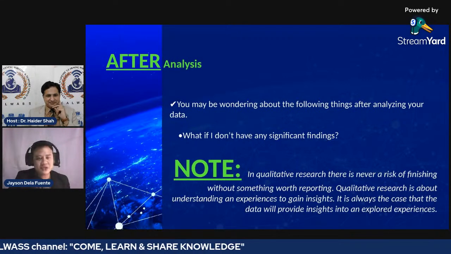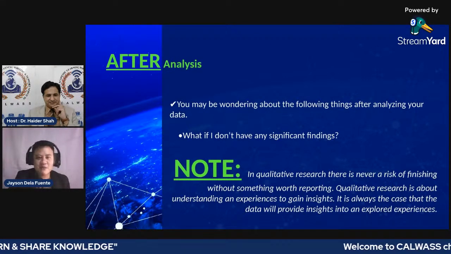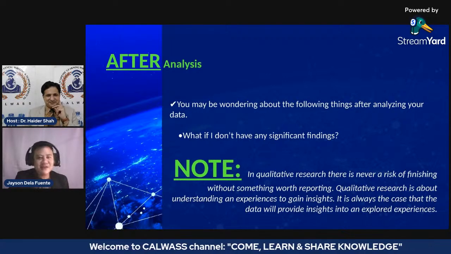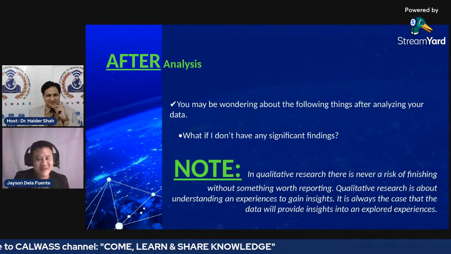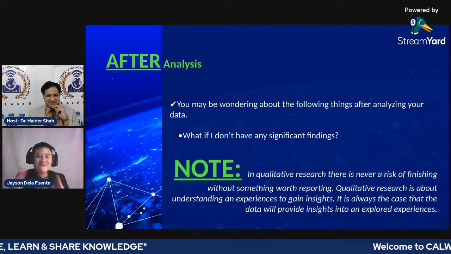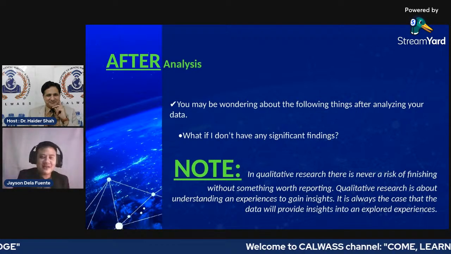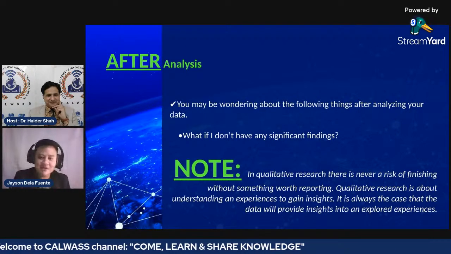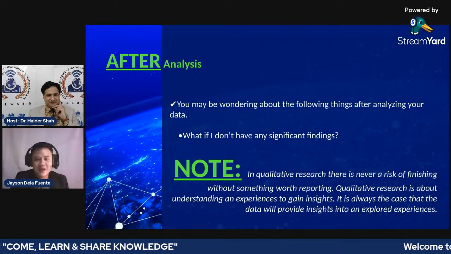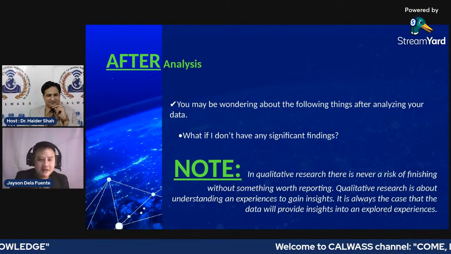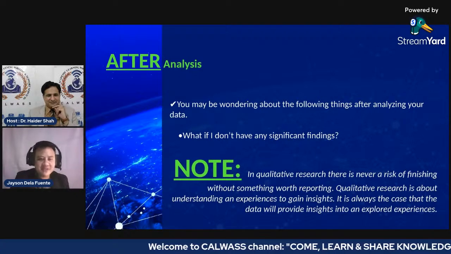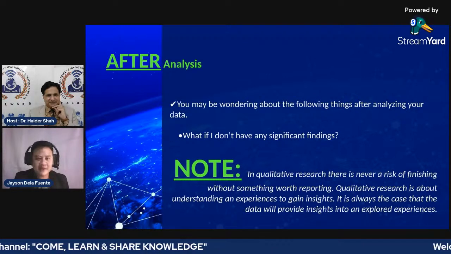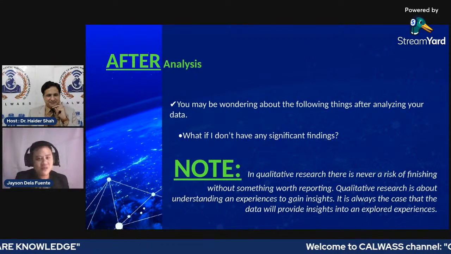After the analysis, you may be wondering about the following things. For example, you might be asking, what if I don't have any significant findings? It will never happen that after exhausting yourself in the analysis of the data that you have gathered, you don't have significant findings. It will never happen, because in qualitative research you are expecting to have individual or different experiences of your participants shared to you during the interview. So, of course, there are always significant findings.